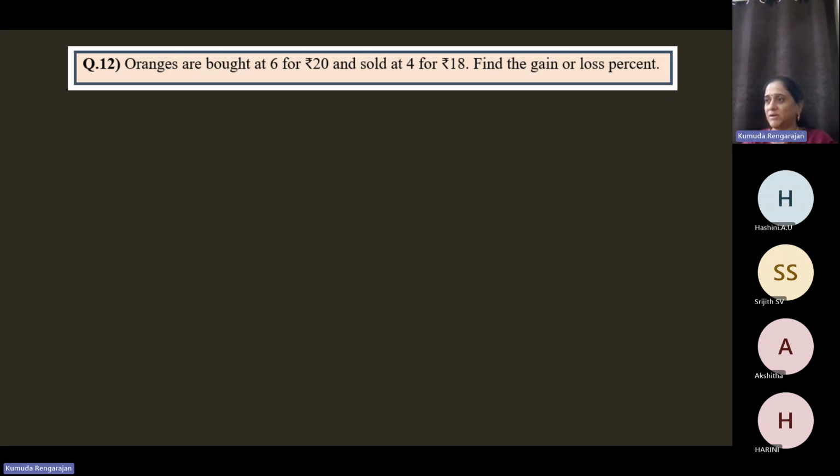They arrange it and keep it, no? Okay, so a set. They just keep it in groups, no? And they say if you pick this, it's just 20 rupees. So oranges are bought at 6 for rupees 20. So 6 oranges 20 rupees. And they are bought at that price and sold at 4 for 18 rupees.